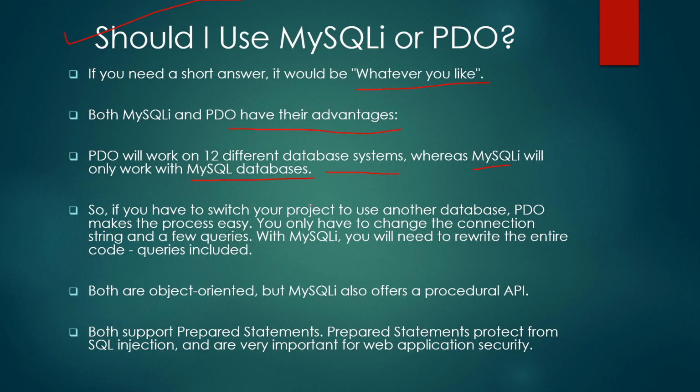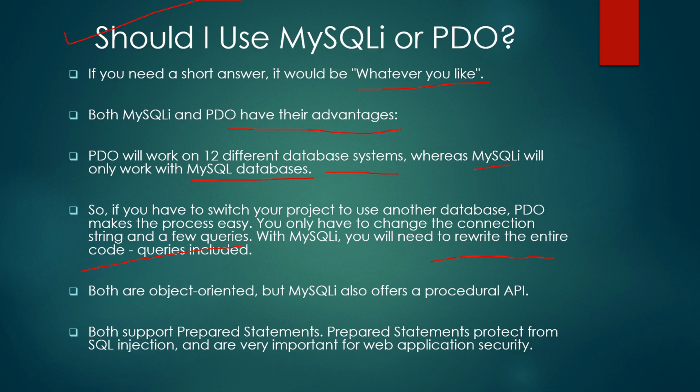That means if you want to connect your PHP with any database, let's say Oracle or any other database, you can go for PDO. But MySQLi will only work with MySQL databases. That is one limitation of MySQLi. So if you have to switch your project to use another database, PDO makes the process easy. You only have to change the connection string and a few queries. With MySQLi, you will need to rewrite the entire code, including queries.